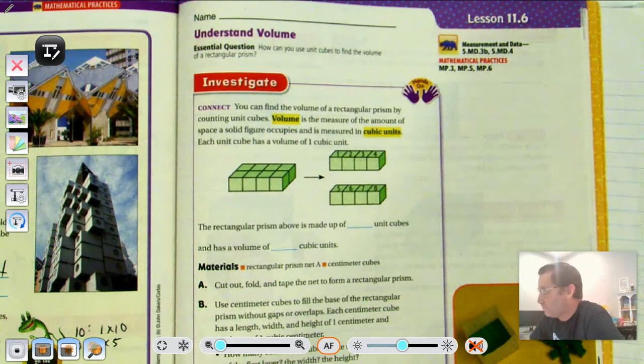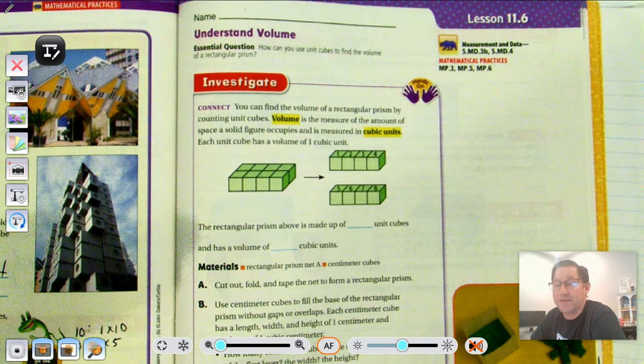So remember, you can find the volume of a rectangular prism by counting unit cubes. Keep in mind that volume is the measure of the amount of space a solid figure occupies and is measured in cubic units because there's three dimensions. We'll have length and width, and we'll also have height. So each unit cube has a volume of 1 cubic unit. It has a length of 1, a width of 1, and a height of 1.